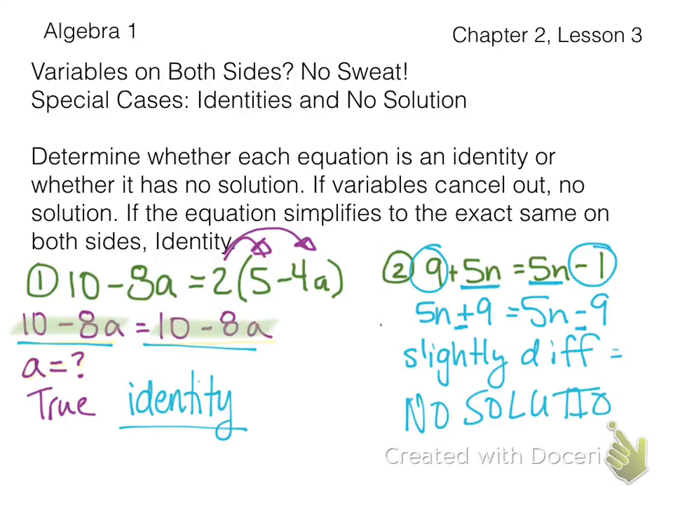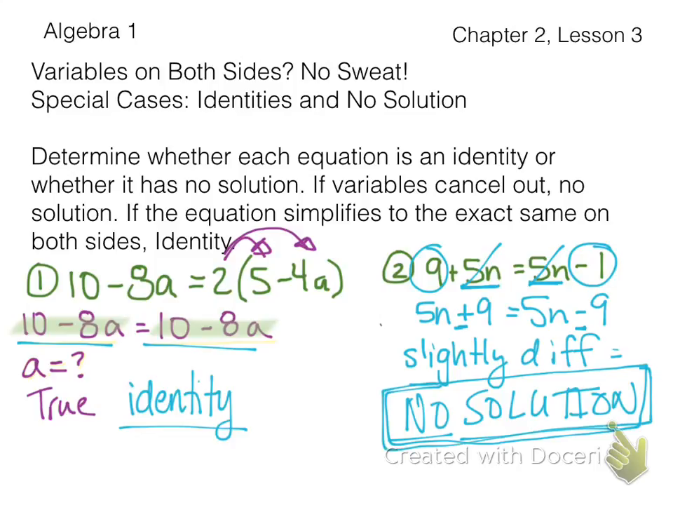These can be a little tricky to find because you might also think that it has one solution when it really doesn't. There is no solution. One way you can look at it is if you can cancel out the variable, there's a good chance it's no solution. I'm not saying that it happens every time, but if it happens, you might be looking at a no solution situation.